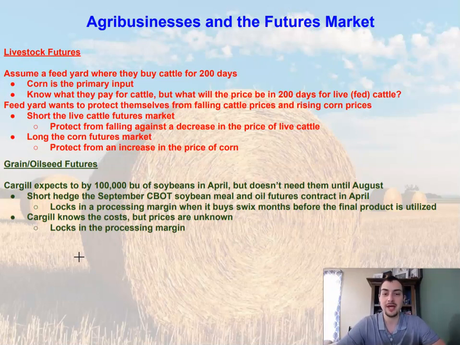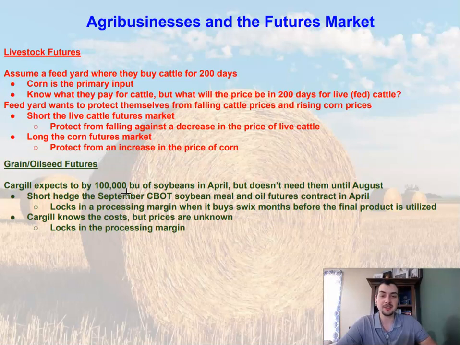What about grain and oilseed futures? When might we use that? So let's imagine something. Let's imagine that Cargill expects to buy 100,000 bushels of soybeans in April. Think about that. What if the price changes by $1 a bushel? Well, they're looking to pay either $100,000 more, or $100,000 less. Especially when you start getting into very large volumes, small changes in price can have a large impact on the total amount paid. So of course, somebody like Cargill, who's going to be buying a lot, is going to want to reduce their price risk.